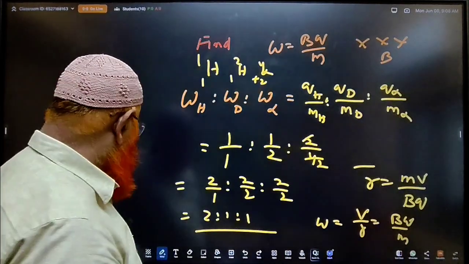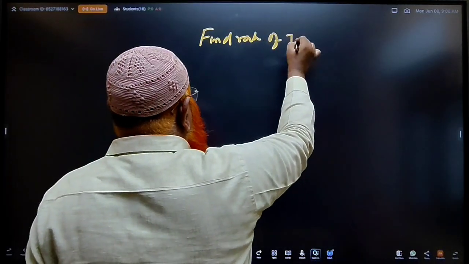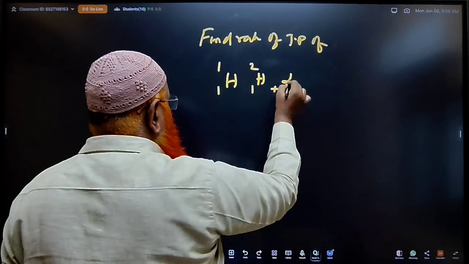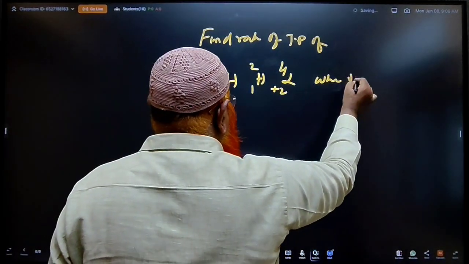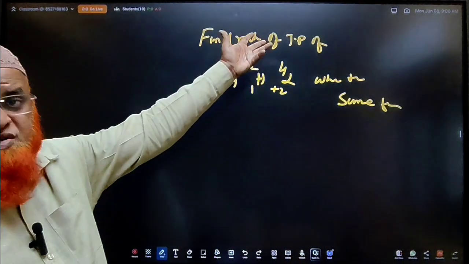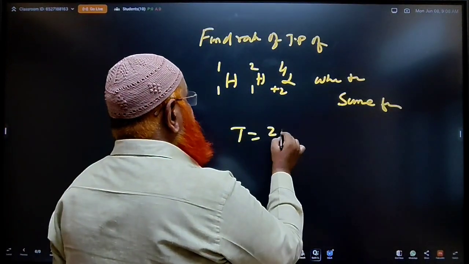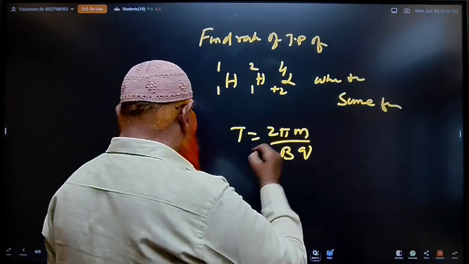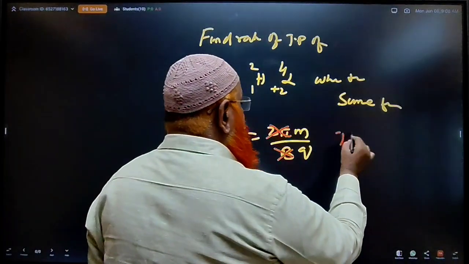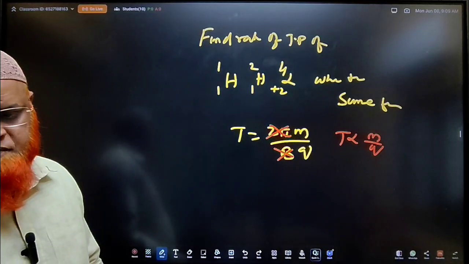Understood? Next, find the ratio of time periods of hydrogen, deuterium, alpha particle when they enter into the same field. He is asking the ratio of time periods. So what is the formula for time period? Time period is nothing but 2 pi m by bq. In which bq is constant, 2 pi is also constant. So T is directly proportional to m by q as it is. Understood what I am saying?